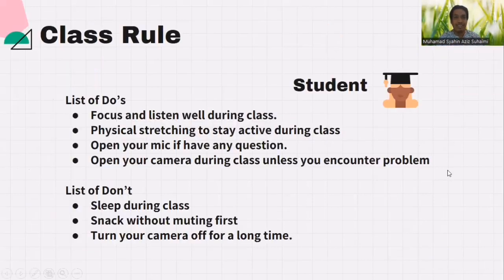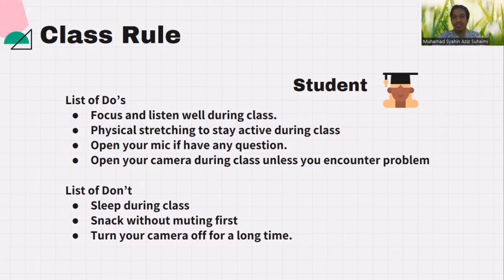Alright, in my class there are rules. So students, please focus and listen during class. Have a physical stretching to stay active during classes. Open your mind if you have any question. Open your camera during class unless you encounter any problem. And please don't sleep during my class or snap without muting first, or turn your camera off for a long time.